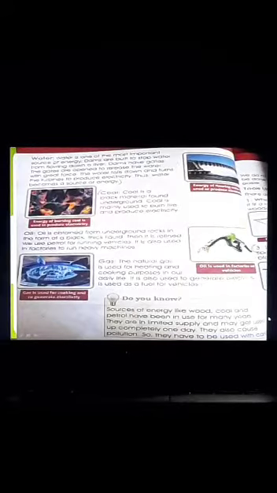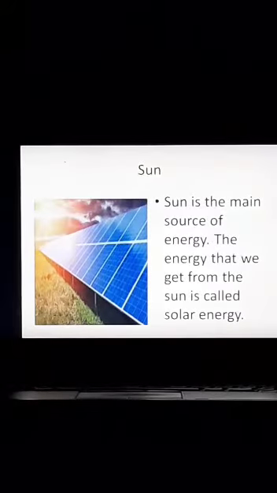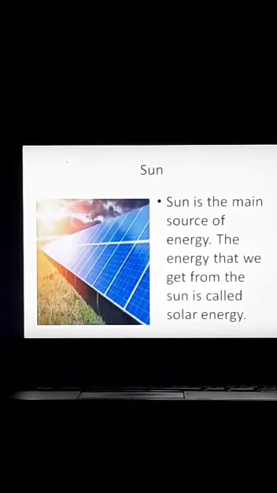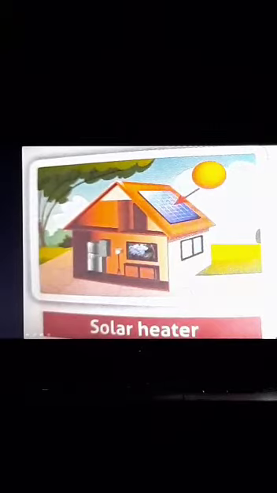Energy and energy transfers. Sun is the main source of energy. The energy that we get from the sun is known as the solar energy. And there are many other sources of energy: sun, wind, water, coal, oil, gas. And today we will discuss these sources of energy in detail. The main source of the energy is the sun. The energy that we get from the sun is called solar energy. Solar energy is used in solar cookers and solar heater. Dear students, look at the picture of solar heater.